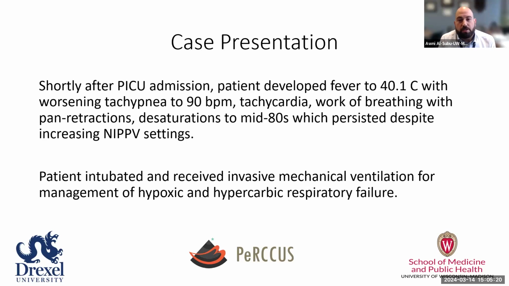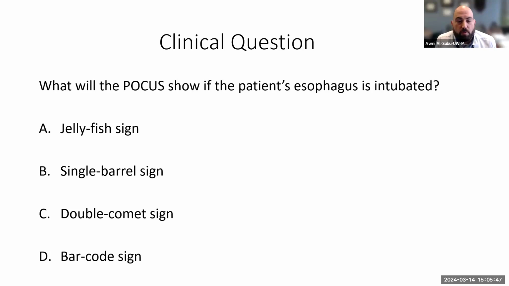Shortly after PICU admission, the patient became more febrile with a temperature of 40.1 Celsius, worsening tachypnea to the 90s, tachycardic, with worsening work of breathing with subcostal retractions and desaturation, despite optimizing his non-invasive positive pressure ventilation settings. So he was intubated for mixed respiratory failure. The question is, what will the point-of-care ultrasound show if the patient's esophagus is intubated? Will that be a jellyfish sign, a single barrel sign, a double comet sign, or a barcode sign? Again, we don't have an active poll, so think about the answer. We'll come to it later.